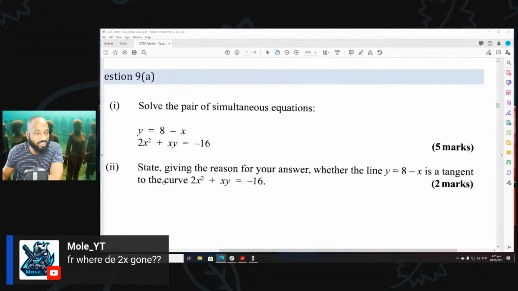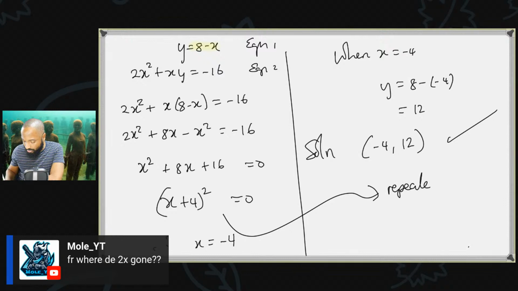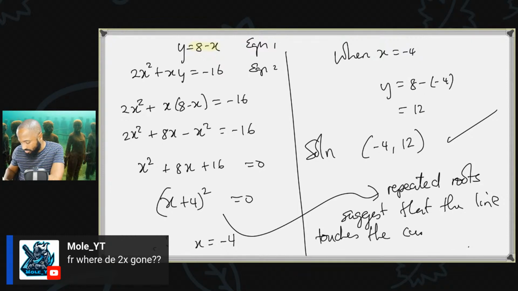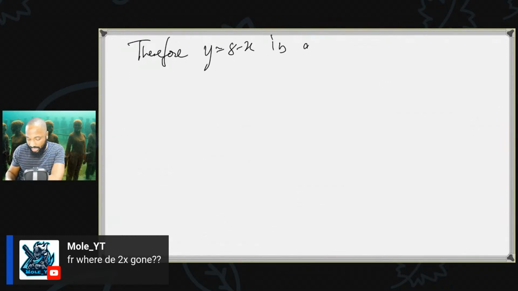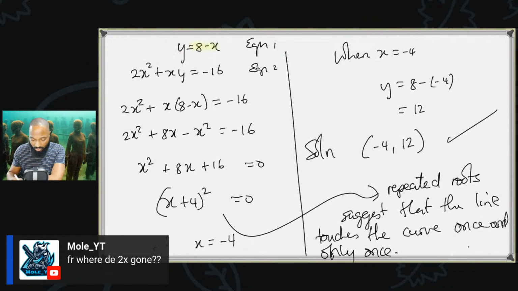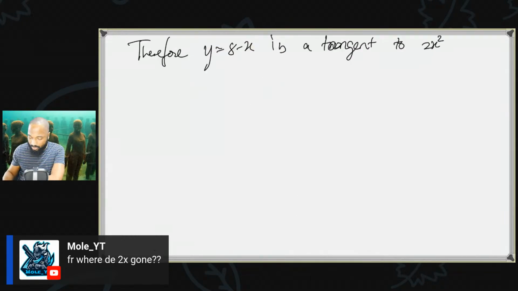But the next question is asking us about what happened here. Because we got repeated roots, that suggests that the line touches the curve once and only once. When a line touches a curve once, at one exact point, it means that it is a tangent. Therefore, y is equal to 8 minus x is a tangent to 2x squared plus xy equal to negative 16. Chat, do you understand that? So in other words, actually let me pull it up for y'all.